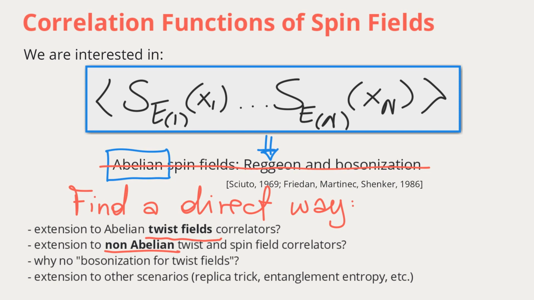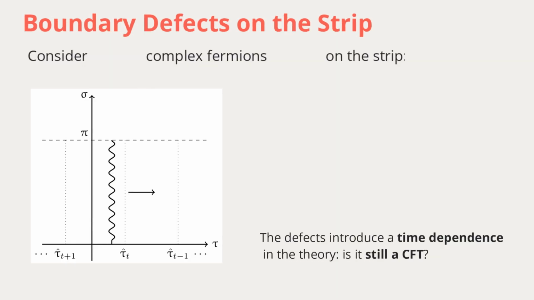In doing that, we may get some insight also in the question on why there is no bosonization equivalent procedure for twist fields. As a bonus, we might also gain access to applying this kind of procedure to other scenarios, such as the replica trick and the computation of the entanglement entropy.